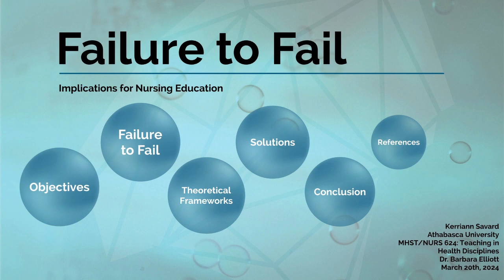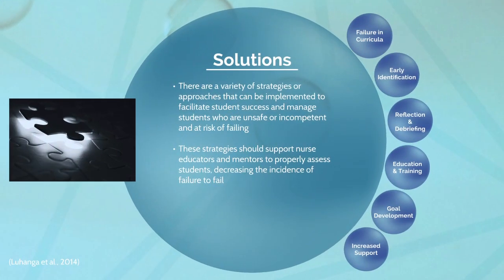Now that we have a better understanding of the theoretical frameworks related to failure to fail, we will discuss solutions to help nurse educators and mentors during this difficult process. There are a variety of strategies or approaches that can be implemented to facilitate student success and manage students who are unsafe or incompetent and at risk of failing. The first solution is to incorporate failure within nursing curricula.